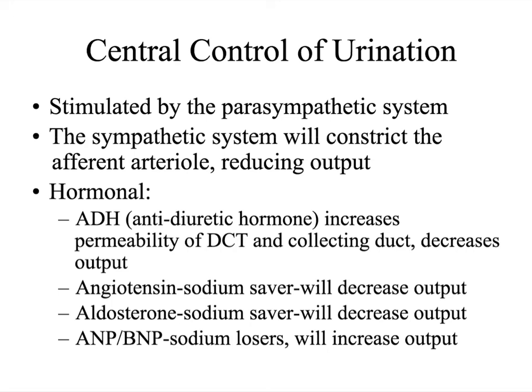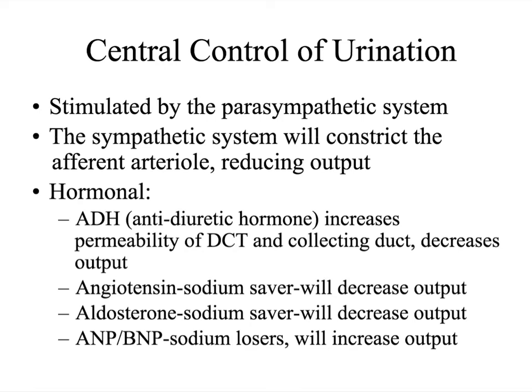Antidiuretic hormone is going to implant little aquaporins into the distal convoluted tubule and the collecting duct, which allows water to be resorbed much faster back into the body. So it's going to decrease the amount of urine that's actually produced. Hence the name antidiuretic. By using those aquaporins, you're increasing the permeability of those tubules.